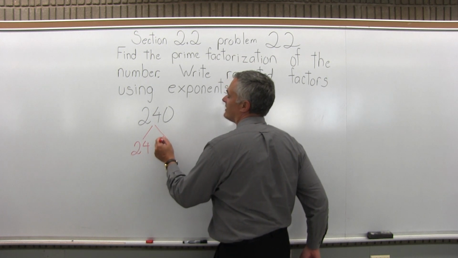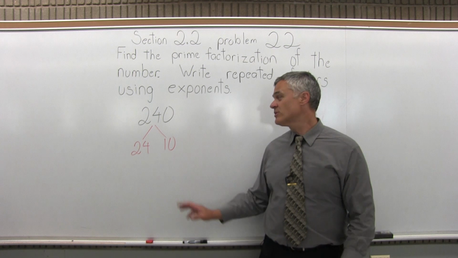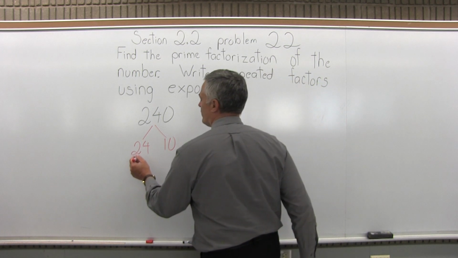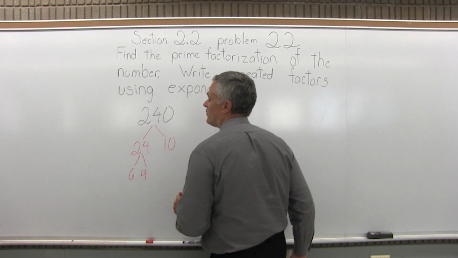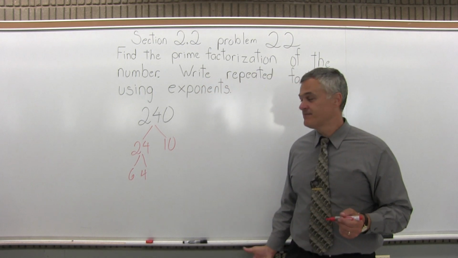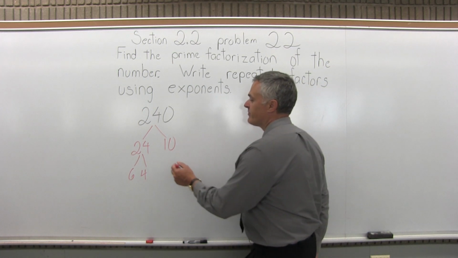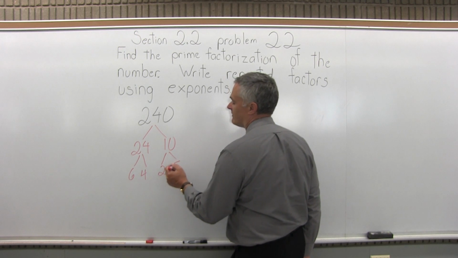The first thing that I think of is 24 times 10. That makes 240. Neither one is prime, but that's okay. You can keep splitting up each one. The 24 will split into, I will go with 6 times 4. There are other ways to split it up, but again, you'll have the same result in the end. I think of 6 times 4. The 10 will split into 2 times 5.